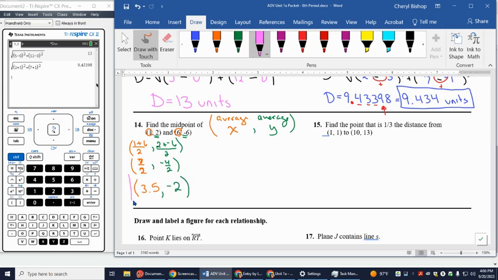All right, so that is the midpoint. It's not in the review, but make sure you know how to find an endpoint.